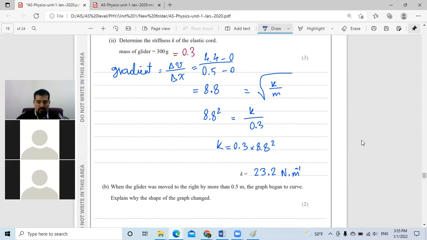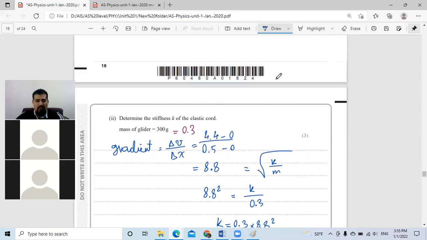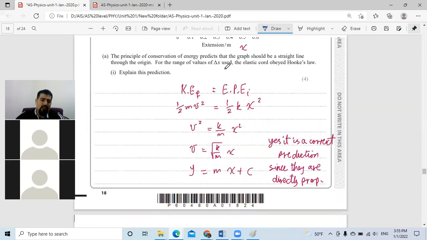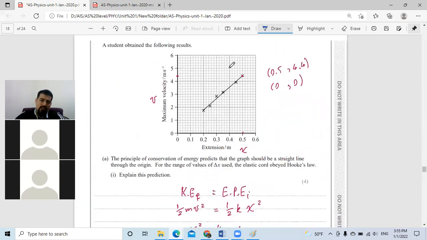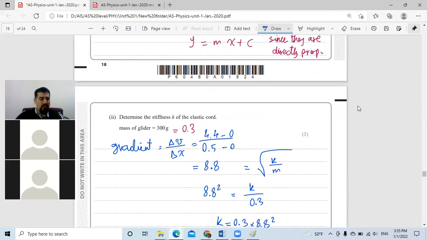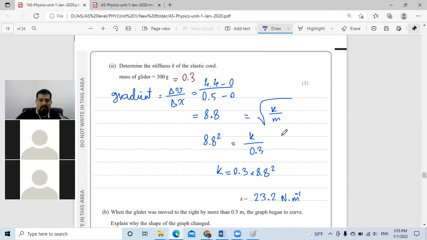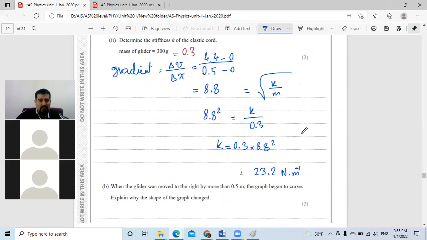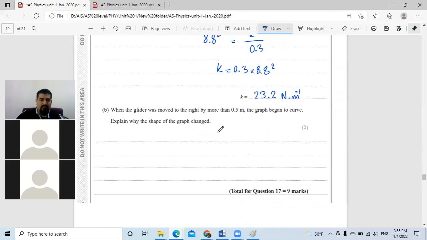Any question? There is a range of accepted answers, depending on the points you take to find the gradient. Maybe you can take this point with this point, or any other two points, and you can find the gradient of the best-fit line. Any question here? Let's move on.